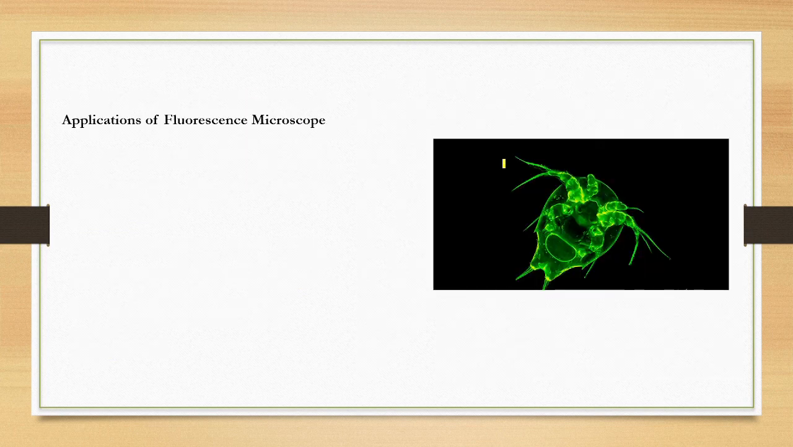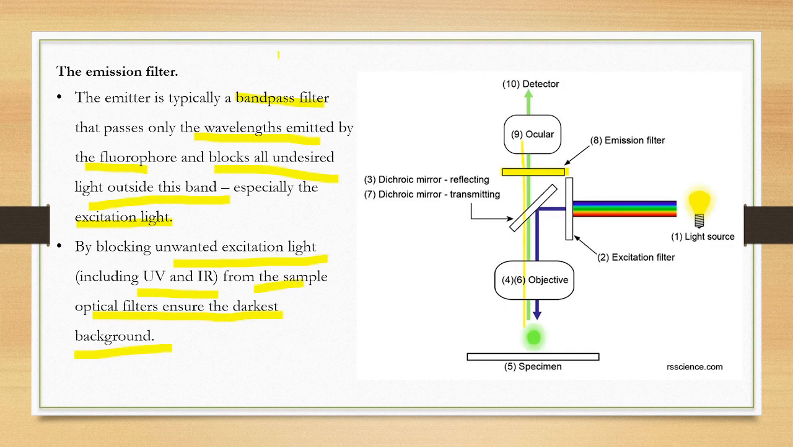And next one is the ocular lens. This is a normal function, helps to amplify the image. And finally, these images can be viewed through a screen, and this is called the detector. So this is all about the fluorescent microscope.